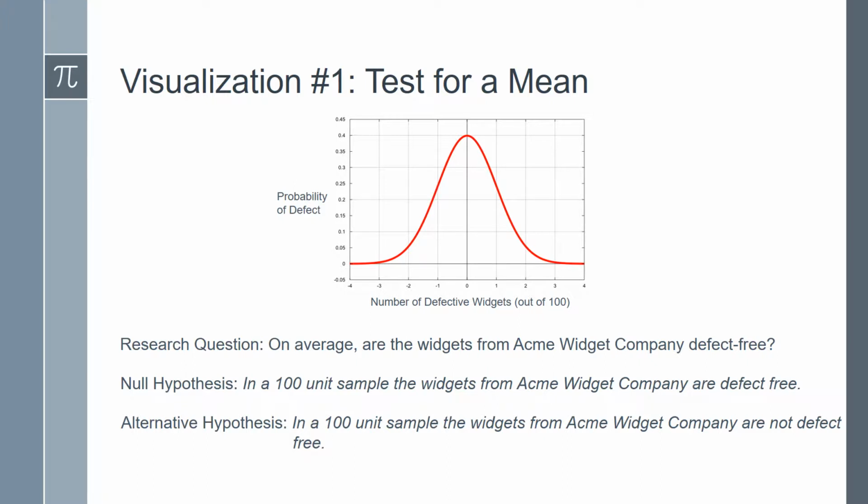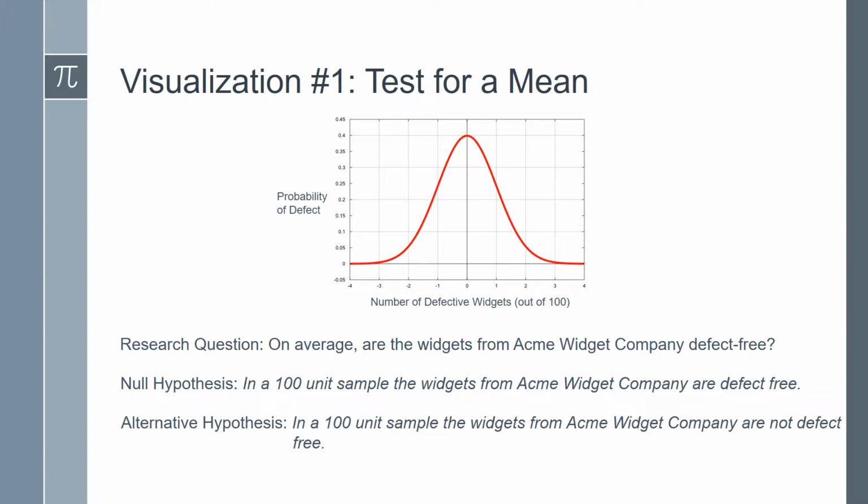Visualization 1, testing for a mean. The data is plotted on a bell curve. The information which will be helpful is in the variable plotted on the vertical axis labeled probability of defect and the horizontal axis labeled number of defect widgets out of 100. The curve is symmetrical with a mean value of 0 at the highest point.